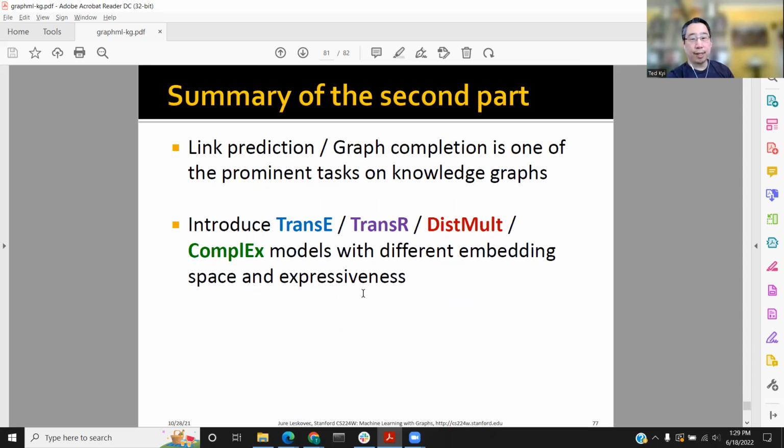Okay, so to summarize, basically link prediction graph completion is an important task, and so we have these different embeddings, and no one is like the king. So just like with a lot of other things in machine learning, you may actually try multiple models, and the idea of parsimony probably applies. If you get similar results with TransE and complex, you're probably going to just go with TransE.